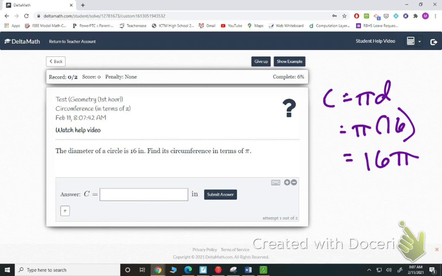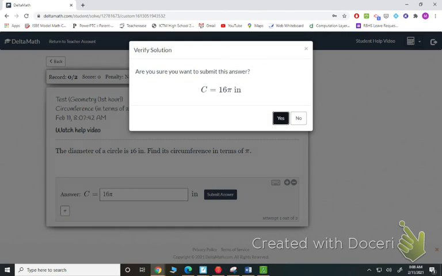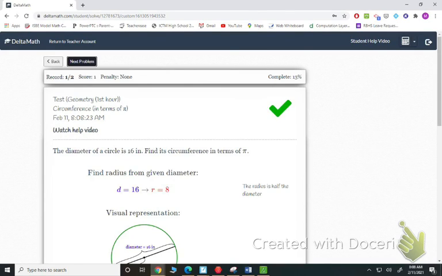So again, for circumference in this box, we're going to type in 16 pi. And again, I'm going to click on that pi button. Submit answer, yes, check mark, we got it figured out.